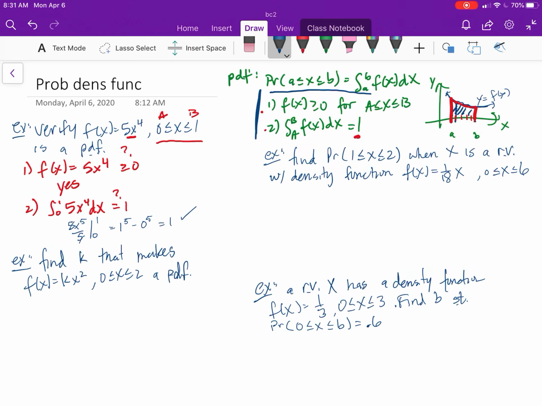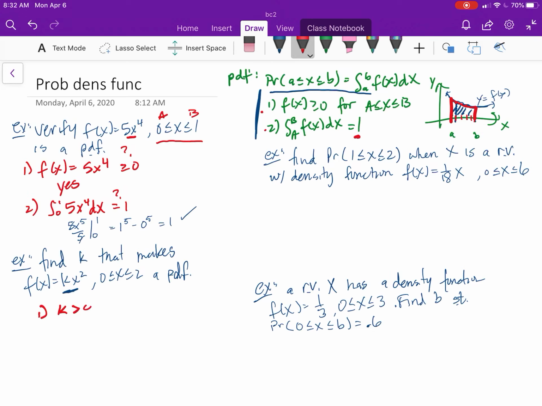Okay, each of these are going to have a slight tweak to them. So the second one, find k that makes this function a probability density function. Okay. So first off, we want to make sure it's always positive. Well, the only way f of x, or kx squared, would be negative is if k were negative. So for criteria 1, we know k has to be positive.